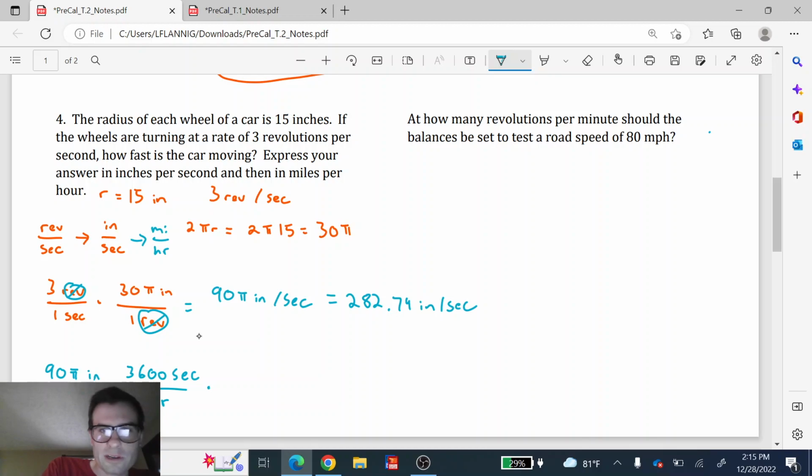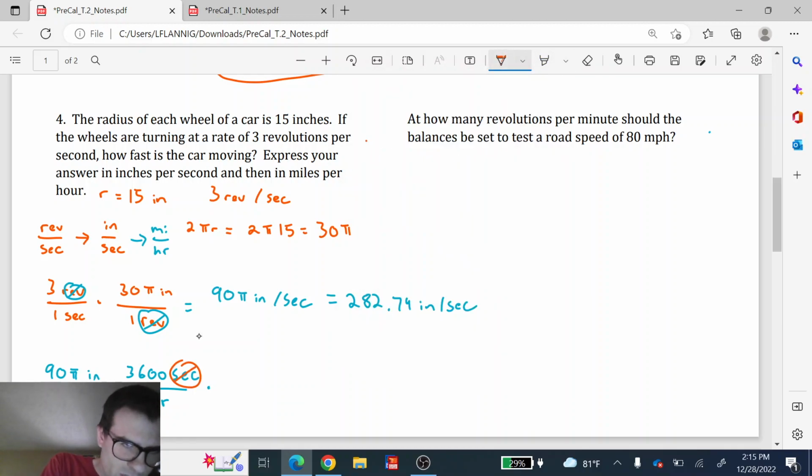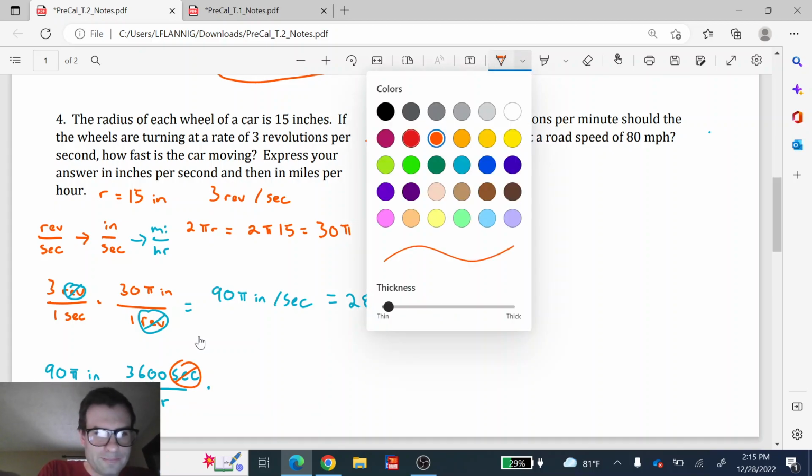And that's going to get rid of our seconds for us, which we want to get rid of because we're trying to get to hours. So we've converted seconds to hours now. And now our goal is to convert from inches to miles.